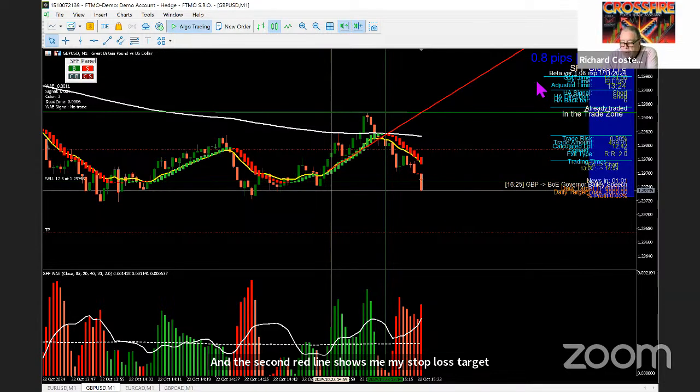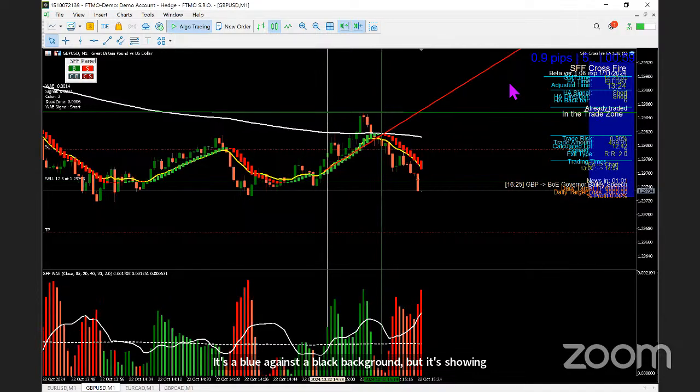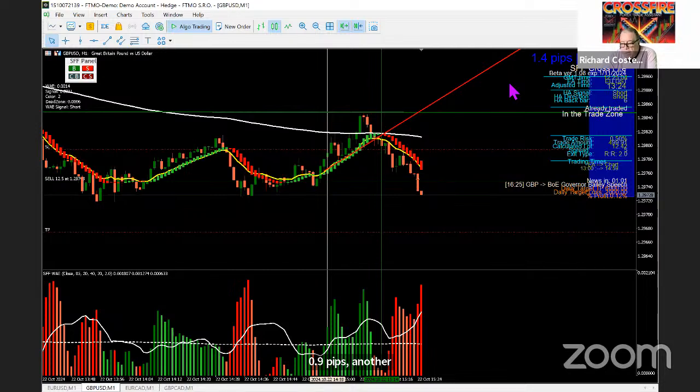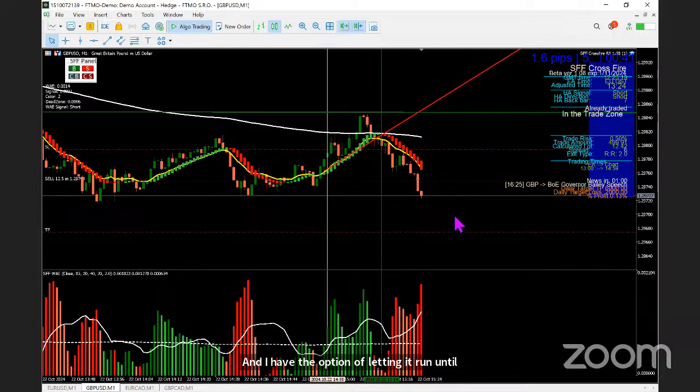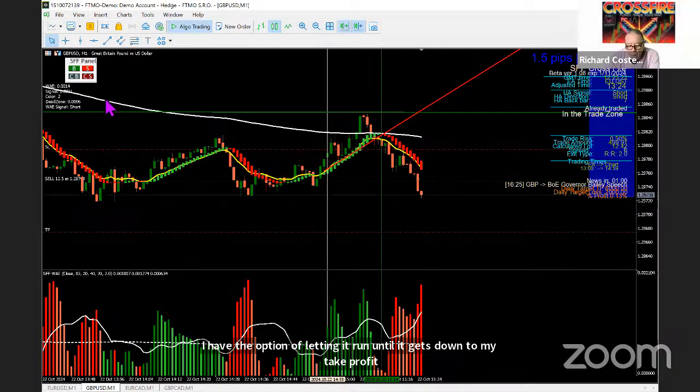And in the top corner, you might not see it too well because it's blue against a black background, but it's showing me that I'm 0.9 pips, 1.4 pips, 1.6 pips, 1.7 pips ahead. So it's actually going in my direction. And I have the option of letting it run until it gets down to my take profit, or just shy of it.